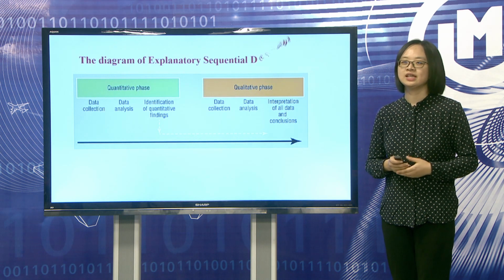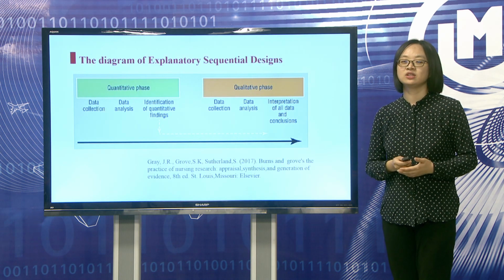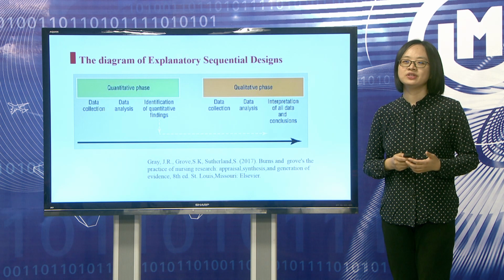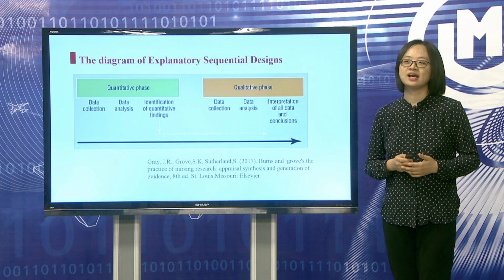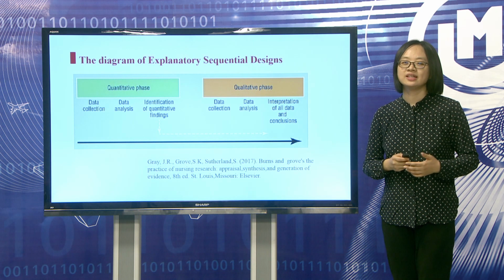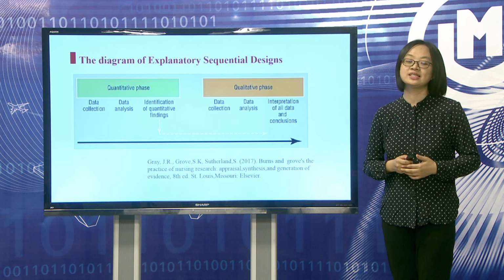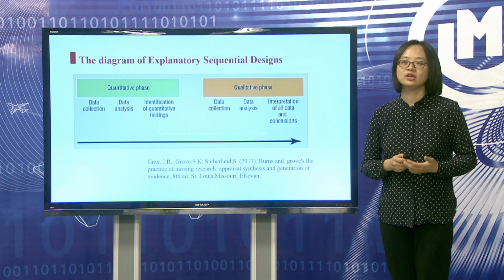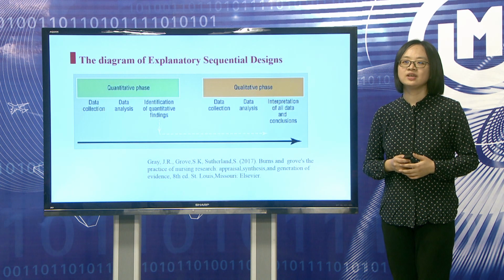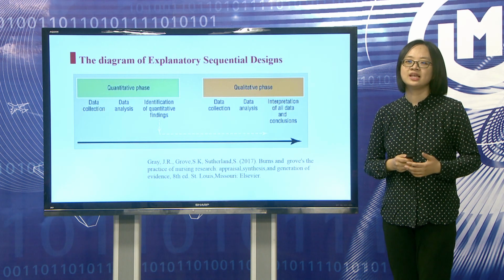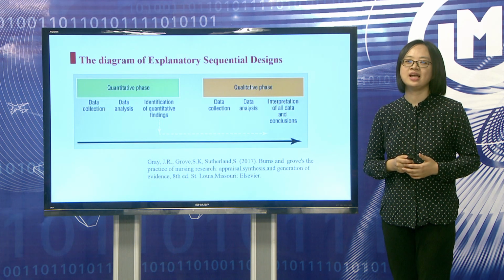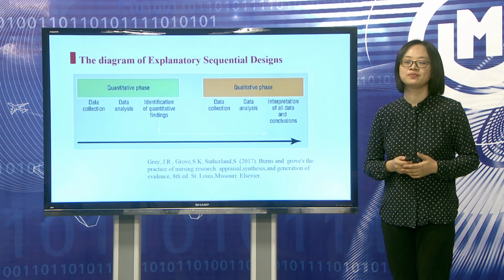Here we look at the diagram of the explanatory design. When using an explanatory sequential design, the researcher collects and analyzes quantitative data, and then collects and analyzes qualitative data to explain the quantitative findings. The findings represent integration of the data. Qualitative examination of the phenomenon facilitates a fuller understanding and is well suited to explaining and interpreting relationships.